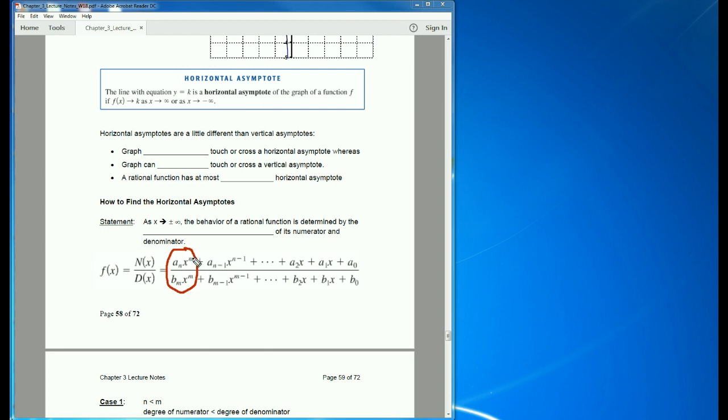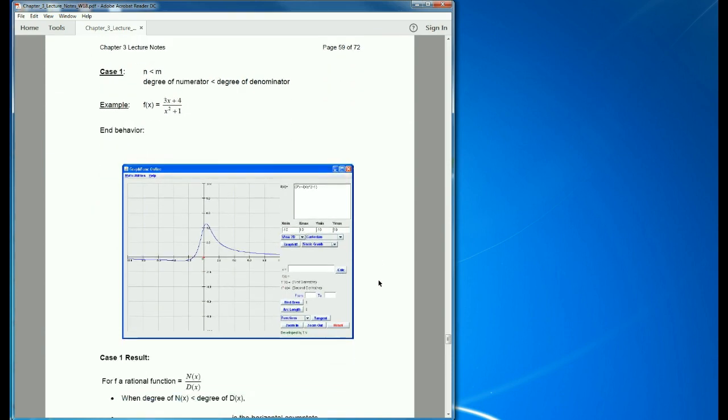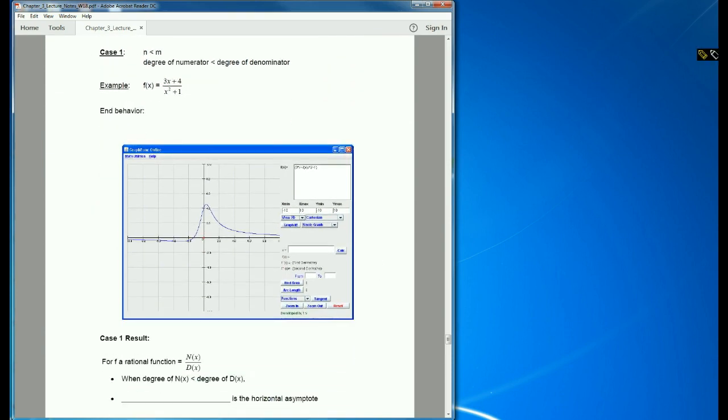And also what I want to point out to you is you can see here the numerator is of degree n, whatever that is. The denominator is of degree m. So what we're going to end up looking at in the next few cases is how do those degrees compare, the degree of the numerator to the degree of the denominator. All right. So we're going to look at three specific cases. Let's start with case 1. And specifically here, the degree of the numerator is less than the degree of the denominator.